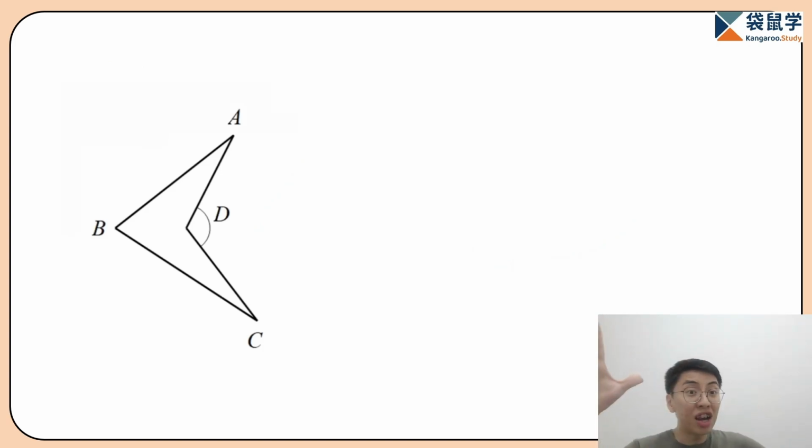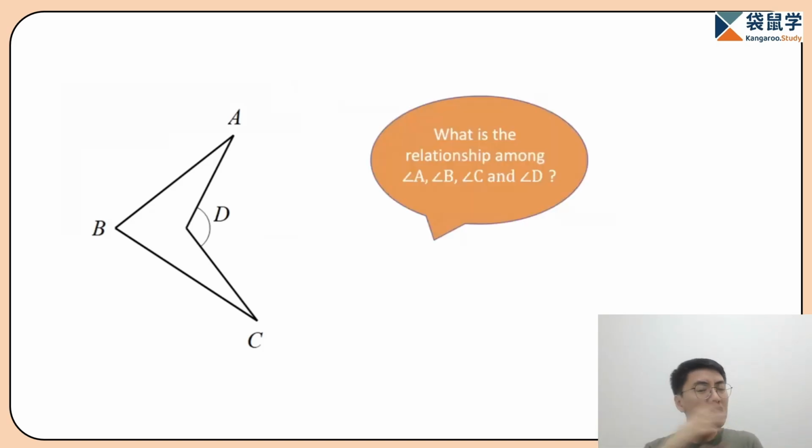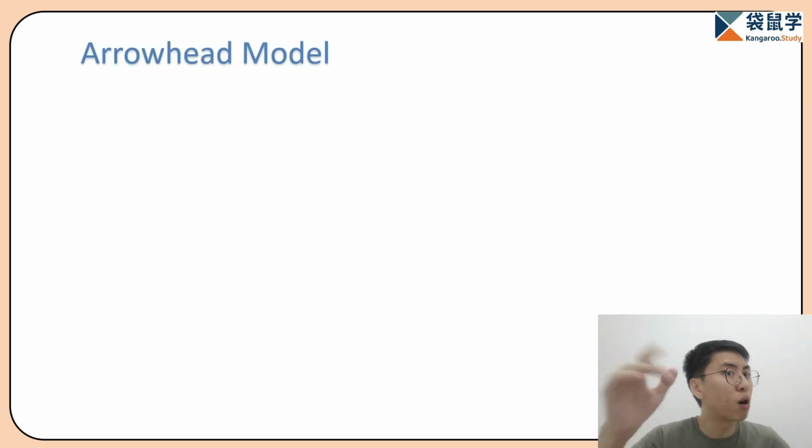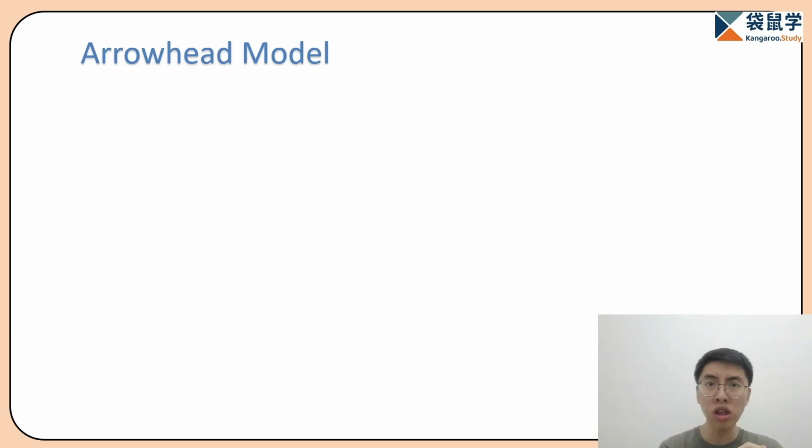But what if my figure looks like this now? How do I apply what I have just learned over here? Well, this figure still seems a bit difficult for us to find the relationship between angles A, B, C, and D. But let me tell you, if I do some little adjustment to the figure, it makes it much easier, and that is what we call the Arrowhead Model, because this figure actually looks like that of an arrow.